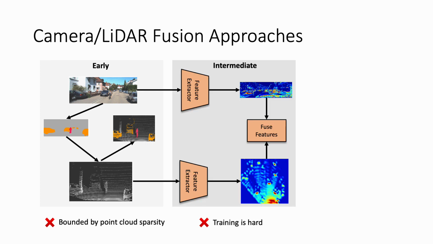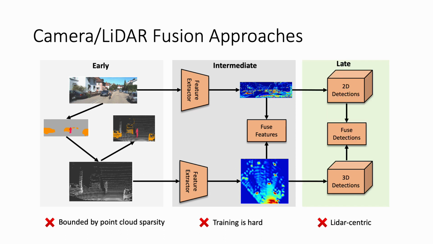Intermediate fusion methods fuse features from image and LiDAR backbones and learn 3D object detection tasks in an end-to-end fashion. However, training is challenging due to different rates at which each modality-specific backbone might overfit. And finally, late fusion methods fuse independent detections from 2D and 3D detectors. These methods are mainly LiDAR-centric, where a missed object by the LiDAR stream cannot be recalled even if it's detected by the image stream.